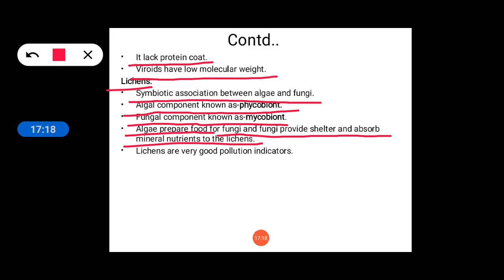Lichens are very good pollution indicators. What does it mean? It means we cannot find lichens in areas where there is pollution. So it is given that lichens are very good pollution indicators.